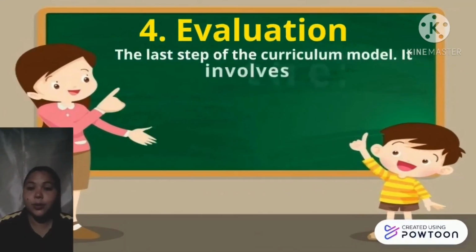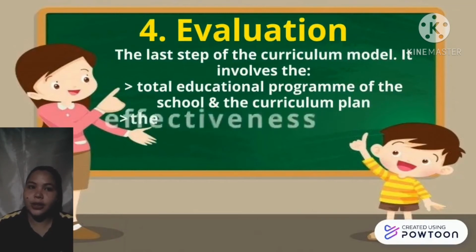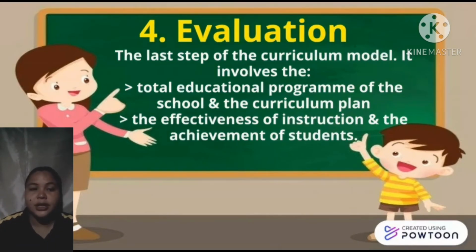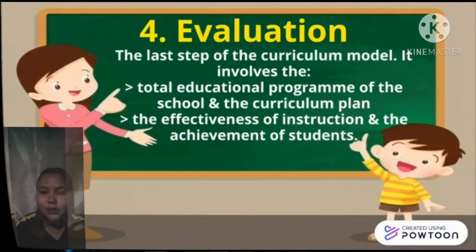Evaluation. So let us know what is evaluation. It is the last step of the curriculum model. It should involve the total education program of the school and the curriculum plan, effectiveness of instruction, and the achievement of students. So the example of evaluation is when the teacher gives a summative or formative evaluation after the discussion. So through the evaluation process, the curriculum planner and developers can determine whether or not the goals of the school and the objectives of instruction have been met.